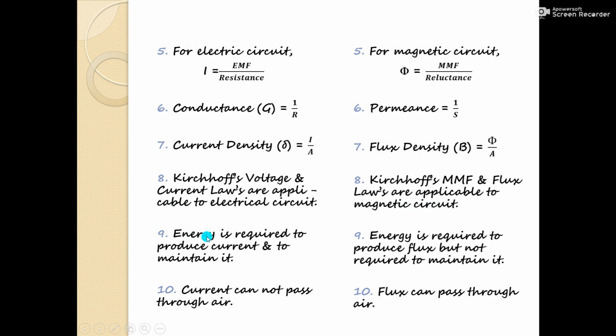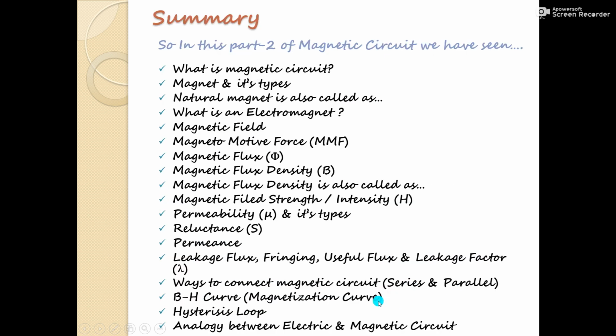In an electric circuit, we have seen energy is required to produce current and to maintain it. In a magnetic circuit, energy is required to produce flux but not required to maintain it. In an electric circuit, we have seen current cannot pass through air, but in a magnetic circuit, we have seen flux can pass through air. So let us summarize whatever we have discussed in this video.